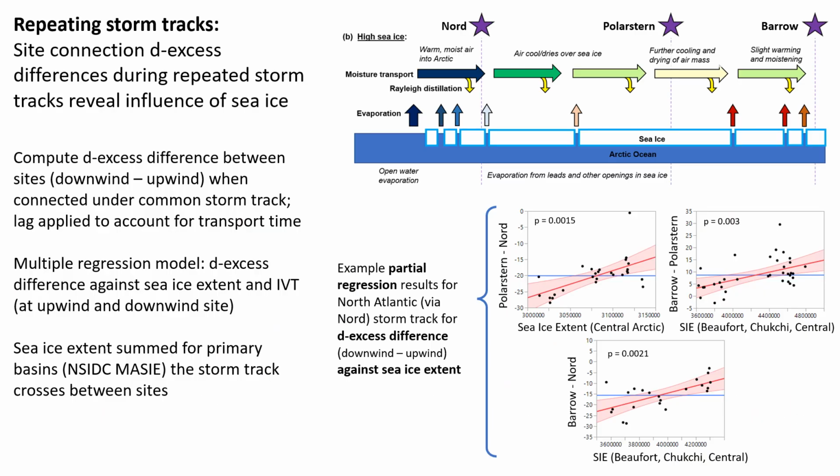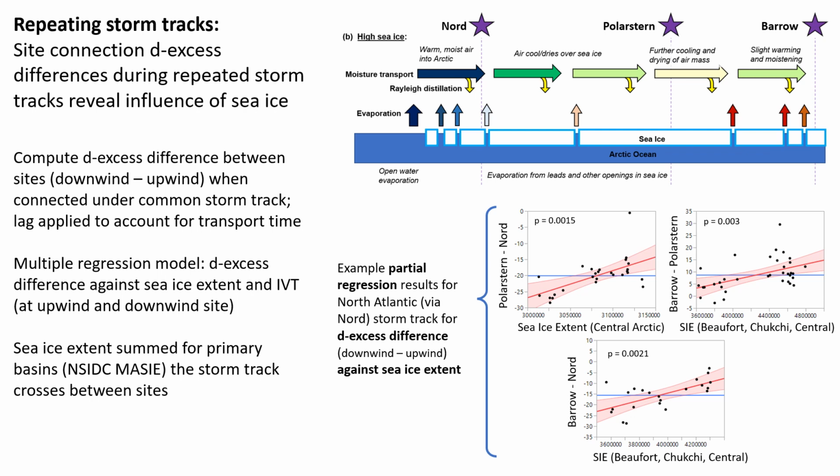To do this, we first identify time windows when the storm track is active, when our sites are connected. We apply a time lag to account for transport time between sites, and then compute the DXS difference between the downwind and upwind sites. We also sum the sea ice extent of the individual basins that the storm track crosses between the sites. So, for example, for each time we have moisture in the storm track moving from the Polarstern to Barrow, we compute the Barrow minus Polarstern DXS difference with that time lag applied, and sum the sea ice extent in the central Arctic basin and the Beaufort and Chukchi seas.